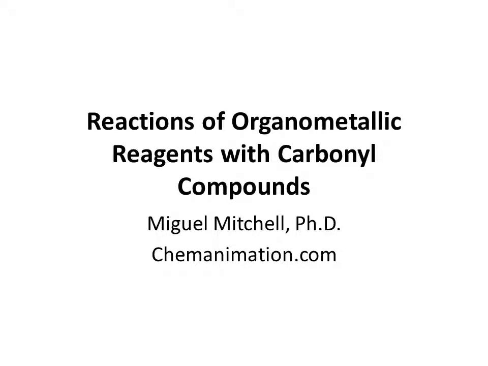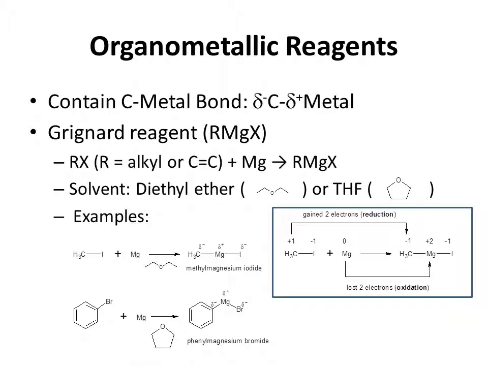In this lecture, we're going to look at the reactions of organometallic reagents with carbonyl compounds. First, let's define what organometallic reagents are. All organometallic reagents contain a carbon to metal bond, which gives the carbon a partial negative charge and the metal a partial positive charge. From general chemistry, you might think that a carbon-metal bond would be ionic, but actually it's polar covalent, which allows organometallic reagents to dissolve in organic solvents.